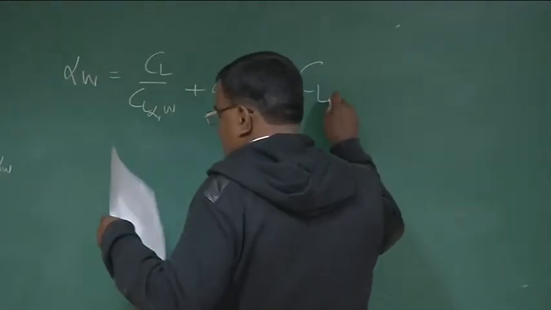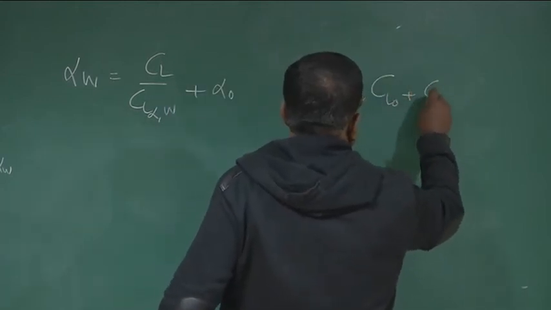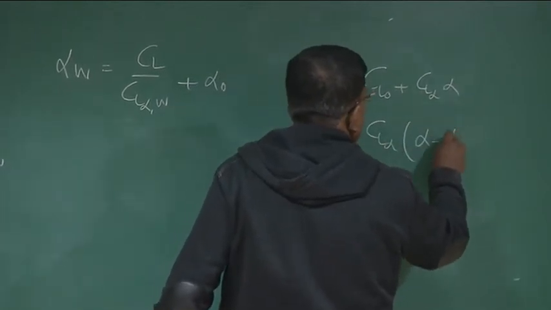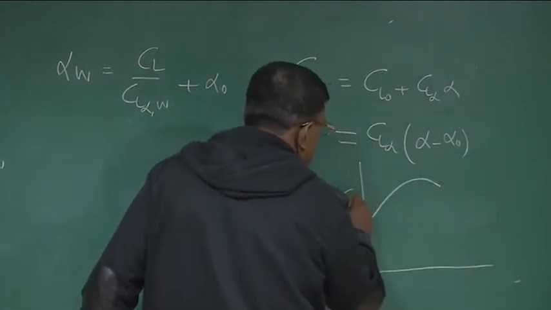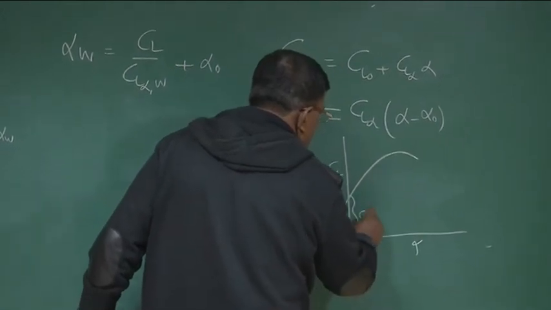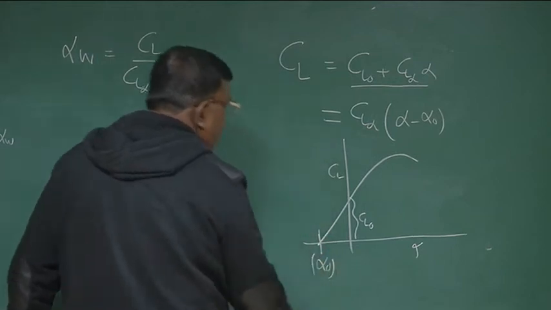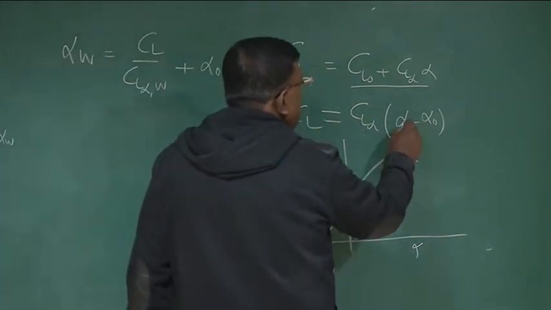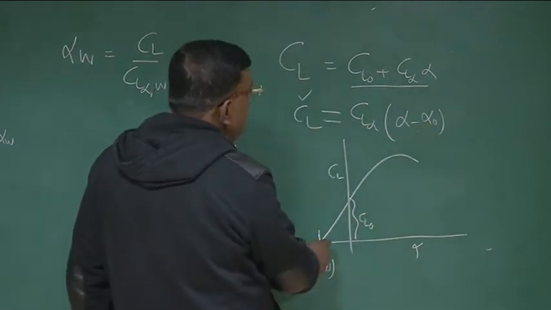CL is equal to CL naught plus CL alpha into alpha, or I can write this as CL alpha into alpha minus alpha naught. That is, if you see, if this is the CL and this is the alpha, so this is CL naught. One way to write is this, another is this is alpha naught. What is alpha naught? It is basically a negative angle. At alpha naught, CL is 0. So I can write CL also in this fashion. You can see at alpha equal to alpha naught, CL is 0.